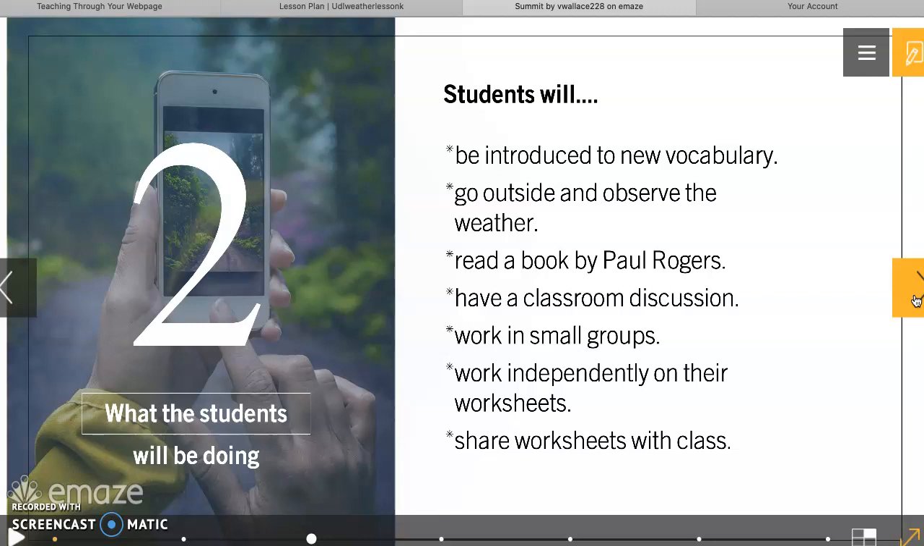that they have observed. From there, I will disperse them into small groups where they will talk about their favorite weather and decide what appropriate clothes will be associated with that weather. So if the weather outside is chilly, what clothes are appropriate to wear with that weather pattern? From there, students will work independently on their worksheets that I have attached in this slide. And after those worksheets are completed, students will be given the opportunity to share those worksheets with the class if they choose to.